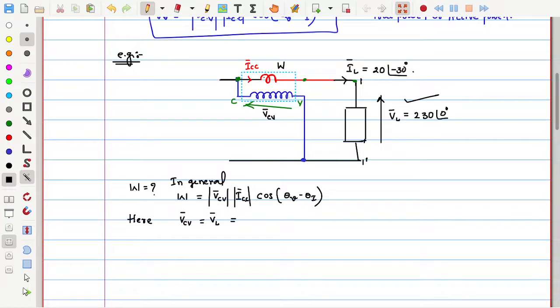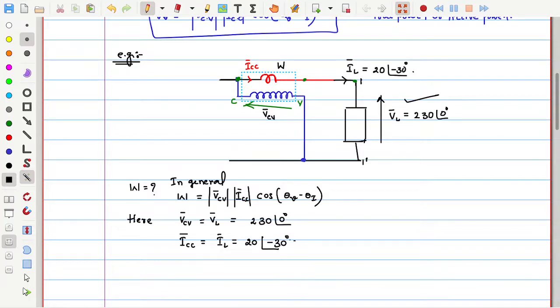And where the current coil is connected, is it connected in series with the load? If so, the series connected elements will have the same current. So I can say load current is equal to current coil current. In that way, we can interpret these things and get the required voltage and current to calculate the wattmeter reading. So ICC is equal to IL, which is equal to 20 at an angle of minus 30.